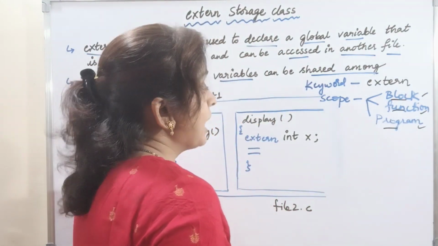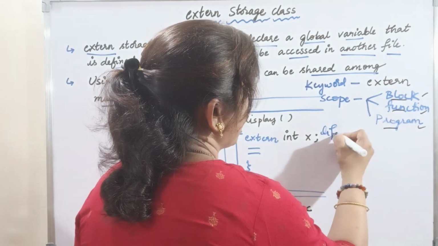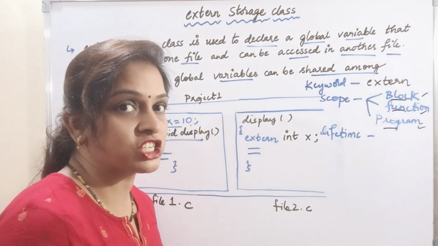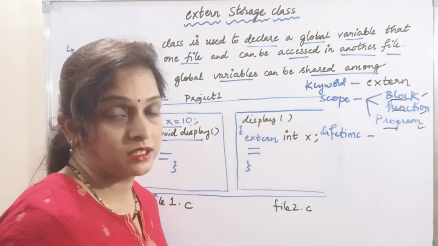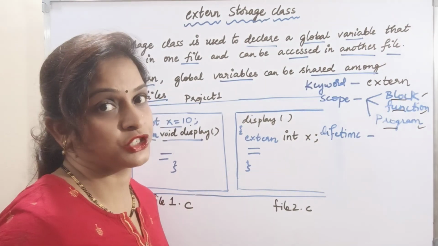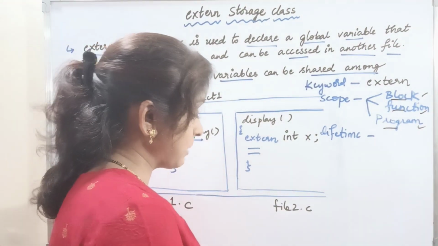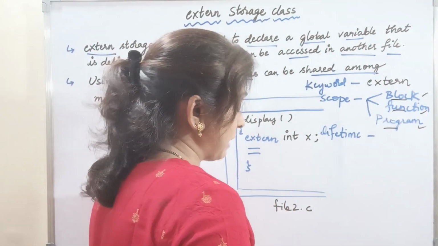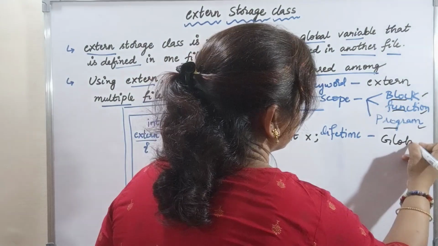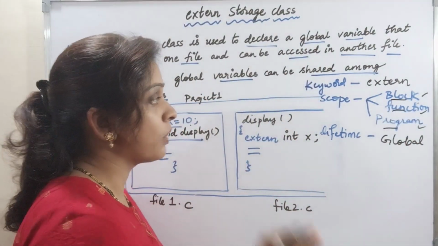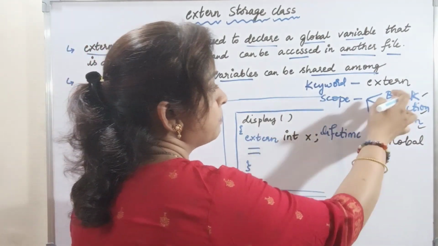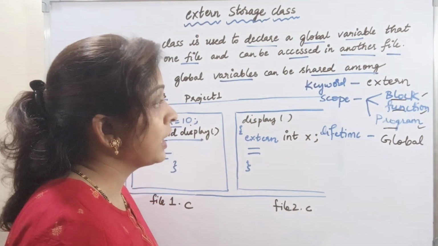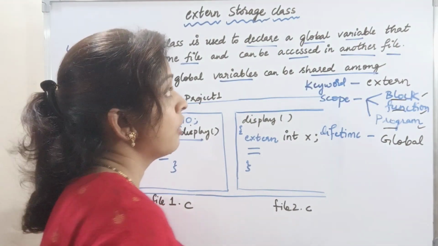Then talking about the lifetime, what is the lifetime of this extern data? As I said, we deal with projects, and projects have many files, which means it is available throughout the project or throughout the program. The lifetime, I can say, is global. It is globally available to the entire project. And what is the default value here for extern?